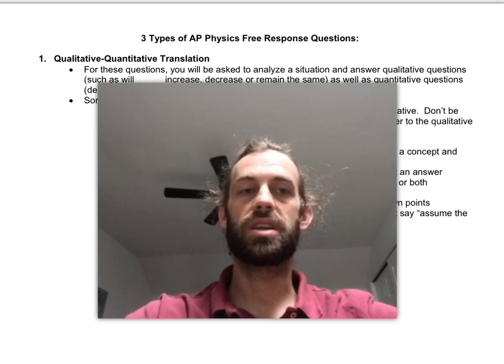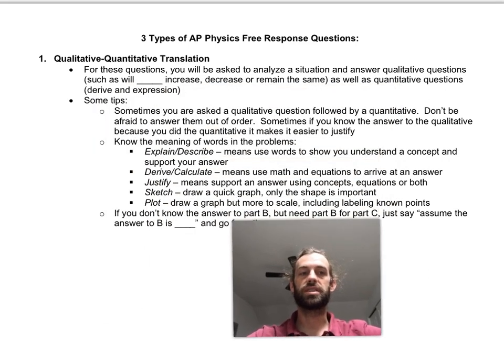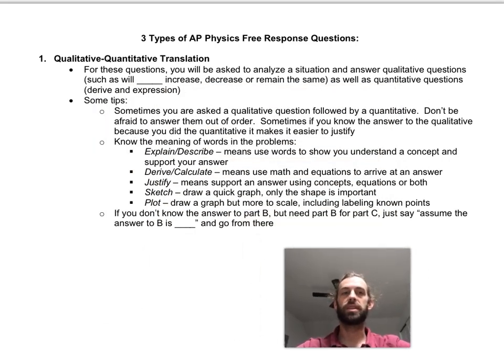So let's start with the question types, and we're going to begin with the question type that we're probably the most familiar with, and that is the qualitative quantitative translation. This is a question type that you've spent a lot of time doing this year. This is probably the question type that we did the most.